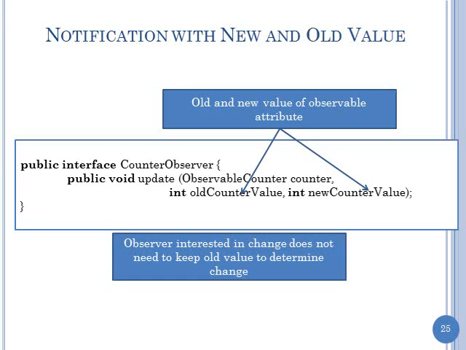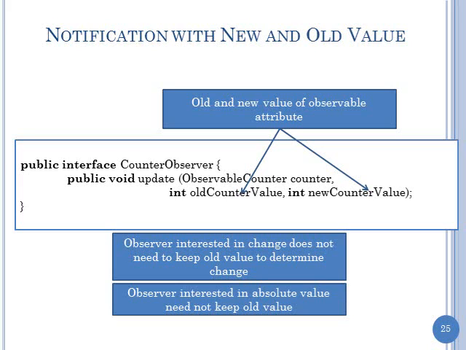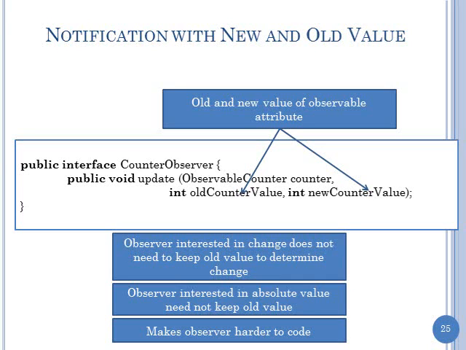So again, an observer interested in change does not need to keep the old value to determine change, but the observable does. You can accommodate both kinds of observers, and so this is nice. But it makes observers harder to code, as you will see when you do your coding.